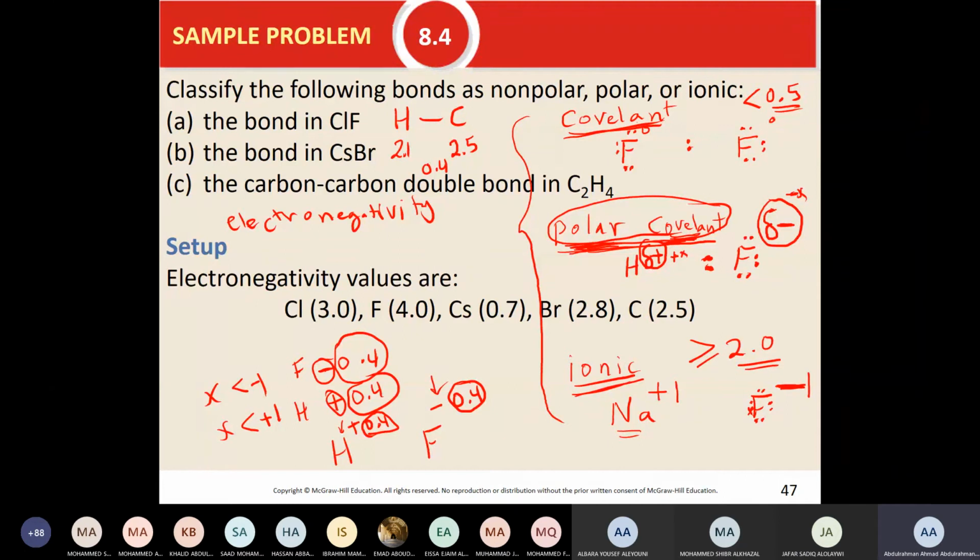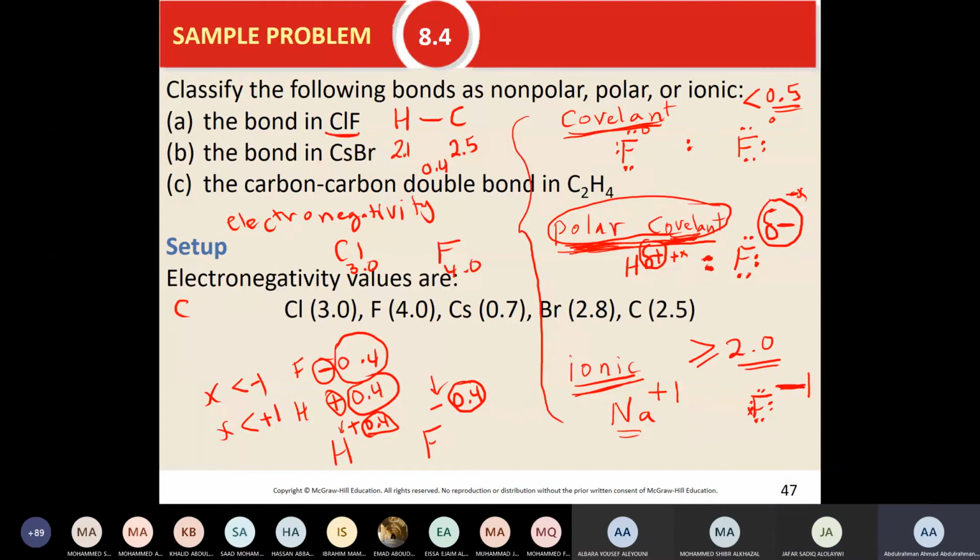Very good. Let's solve this problem. What is the bond CLF? Cl is 3 and F is 4. Exactly. So is it covalent or polar covalent or ionic? Polar covalent. The Cl and F, what's the difference? What is it for fluorine? 4.0. What is for chlorine? 3.0. What's the difference? One. Polar covalent.